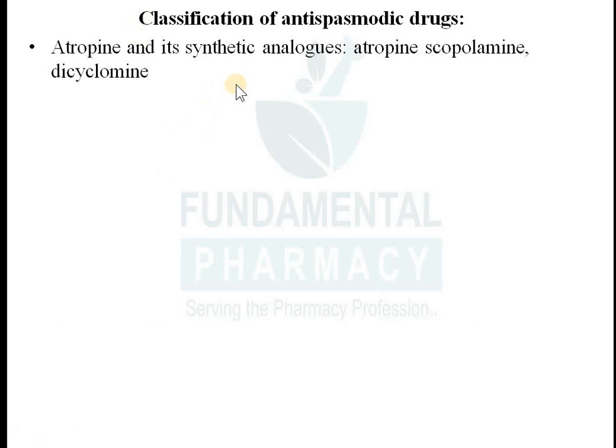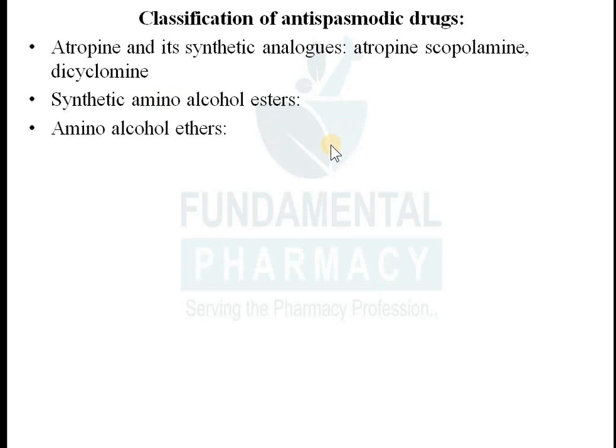Atropine and its synthetic analogs like atropine, scopolamine, dicyclomine. Out of this, atropine is natural, scopolamine is also natural, dicyclomine is a synthetic amino alcohol ester. Okay, I haven't given examples, we will see them below later. Then the next class is amino alcohol esters.